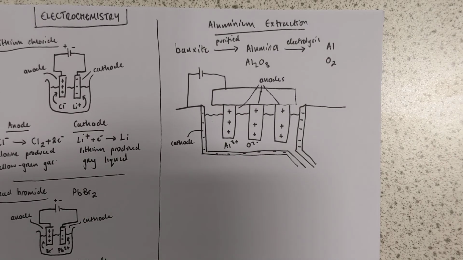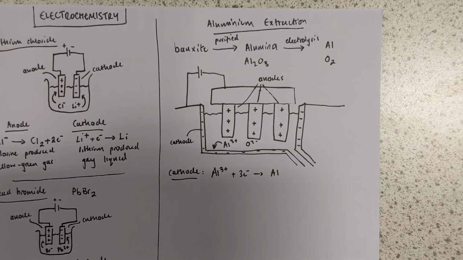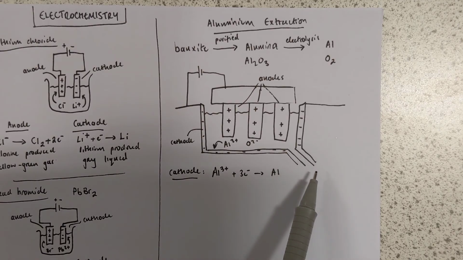In terms of what happens at the anode and the cathode, it's very similar to what we had before. The aluminium ions will be attracted to the negative cathode, and at that cathode they're going to pick up 3 electrons to turn back into neutral aluminium, which is just aluminium metal. Now because the cathode is at the bottom of the tank, the aluminium will stay there and sink to the bottom as a layer of molten aluminium, which can then be tapped off and used at the bottom of the container.